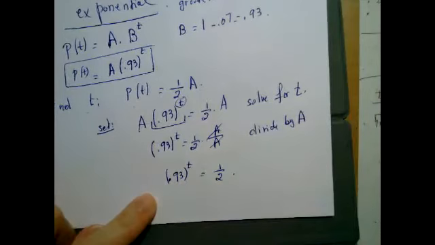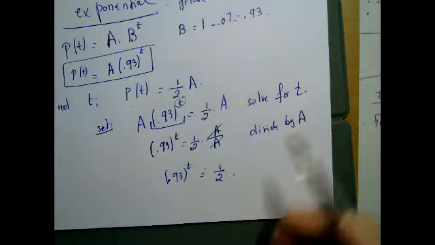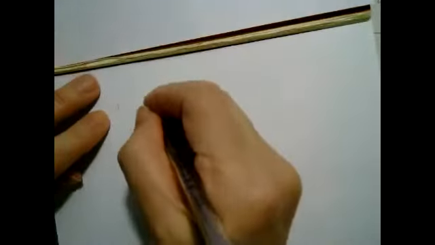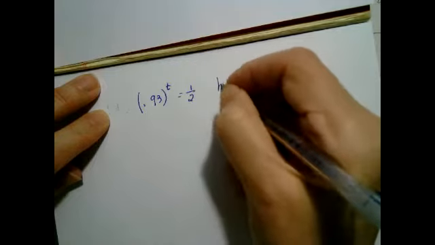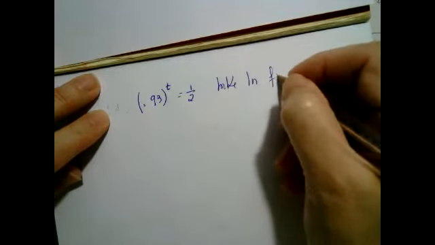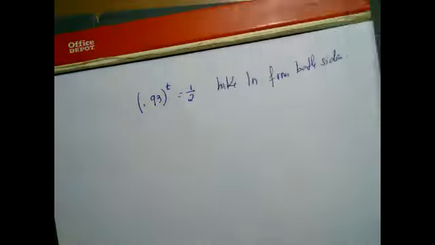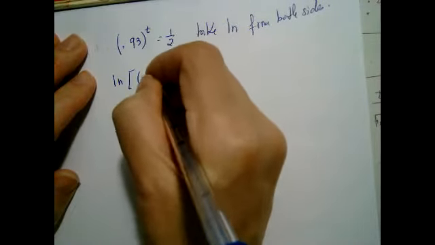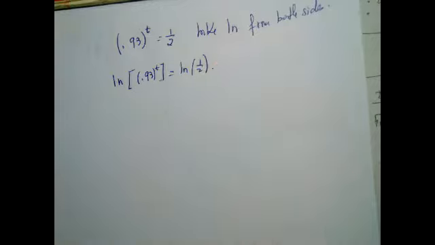And now I have to solve. How to solve? We have to take the natural log of both sides, so I can bring the exponent down and proceed. So we do that very slowly. I have now 0.93 to the power t equal to a half. We're going to take ln of both sides. Okay, now let's see what we get. I will have ln of 0.93 to the power t equal to the ln of a half.